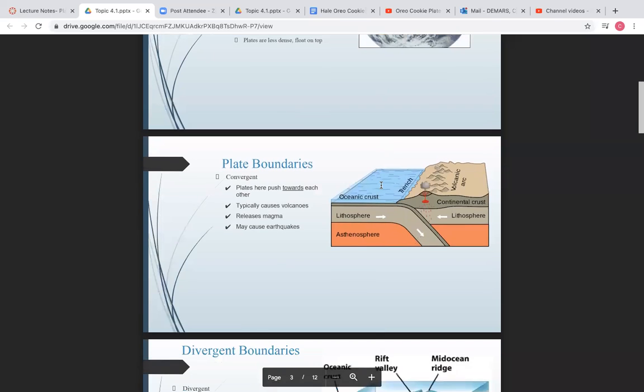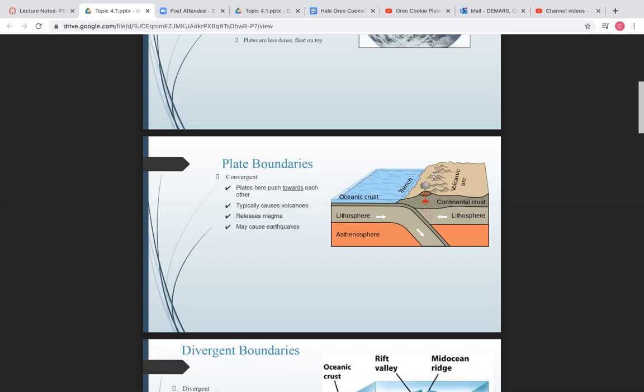So starting on to the plate boundaries. The first of the three types that we talked about is called convergent. In convergent plates, you have plates that push towards one another. So they come towards one another, and these plate boundaries are typically what causes volcanoes, because whenever this plate starts to go down and this other one's pushing up, this hot molten lava starts to push through and form a volcano. These convergent boundaries can also cause earthquakes, but it's not the most common cause of an earthquake.